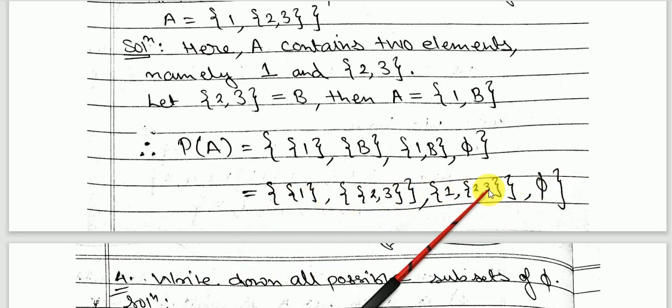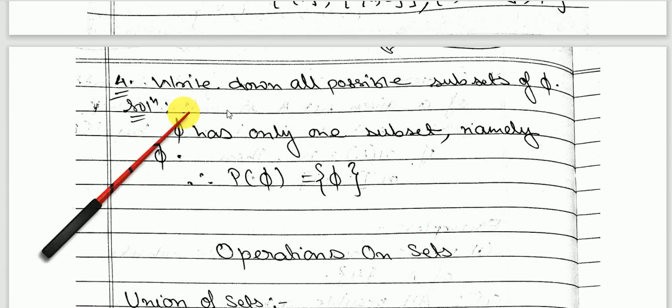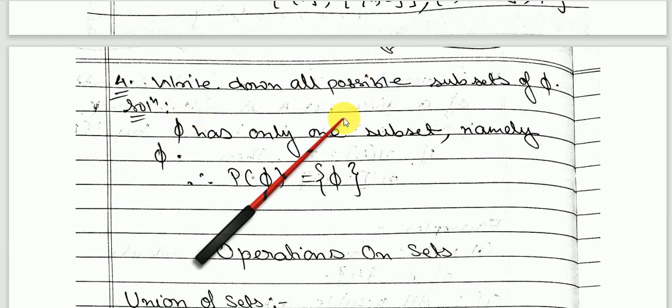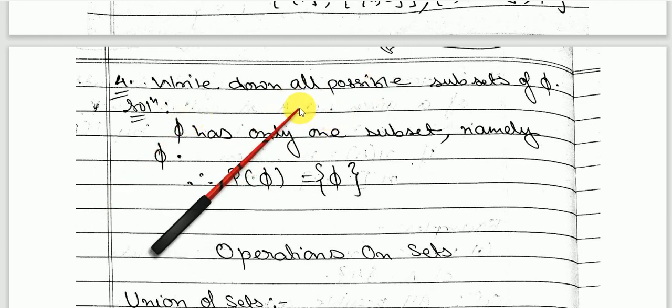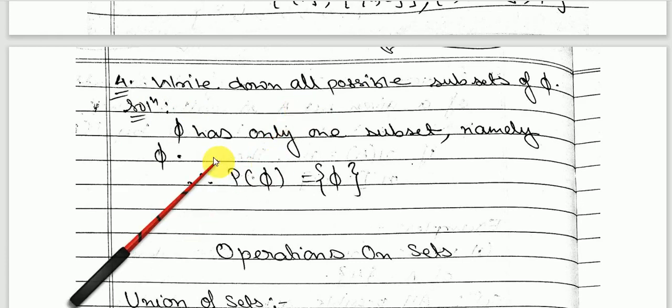Write down all possible subsets of phi. Okay, so phi has no element, that means 0 elements. So this will have 2 to the power 0, that means only one subset, and that is itself. Phi has only one subset, namely phi. So the power set of phi will be this.